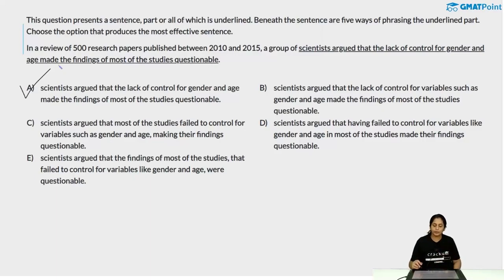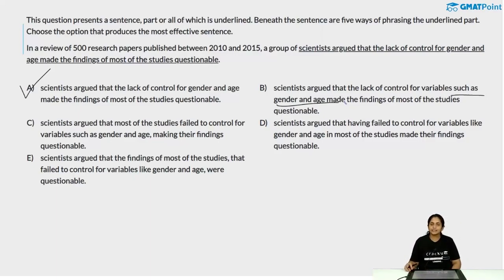So let's take a look at option B. Scientists argued that the lack of control for variables such as gender and age made the findings of most of the studies questionable. So there is no grammatical error over here, but the addition of such as gender and age essentially changes the meaning of the sentence.